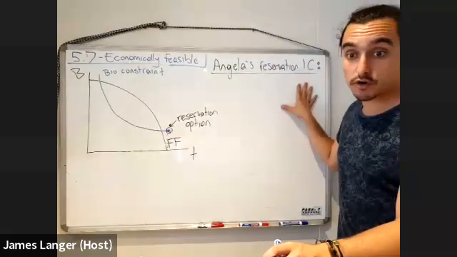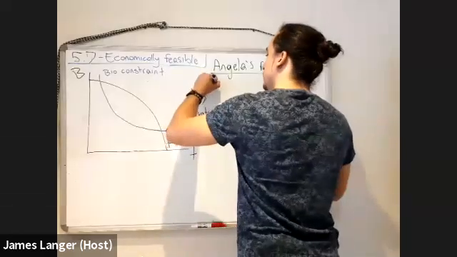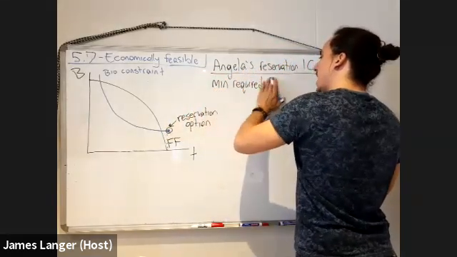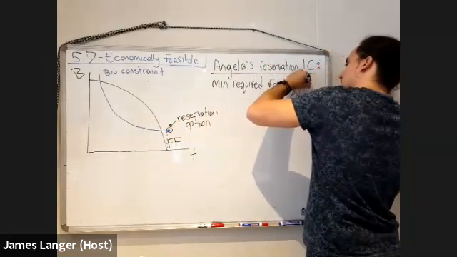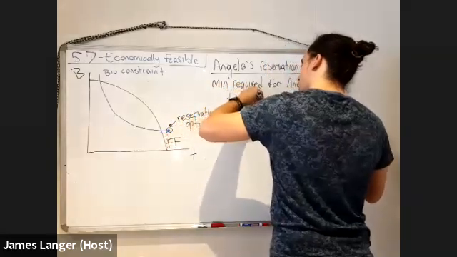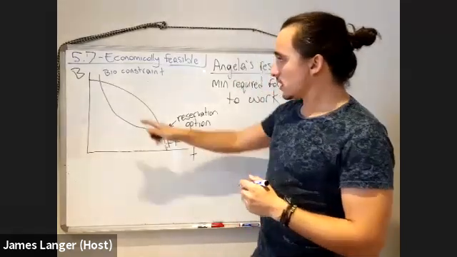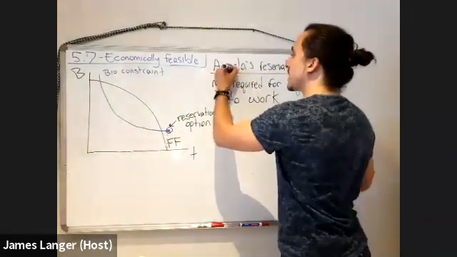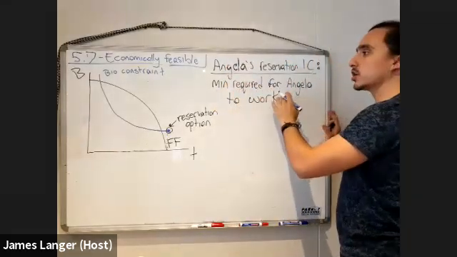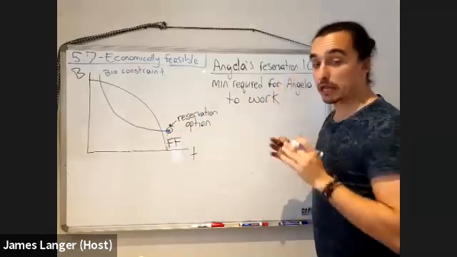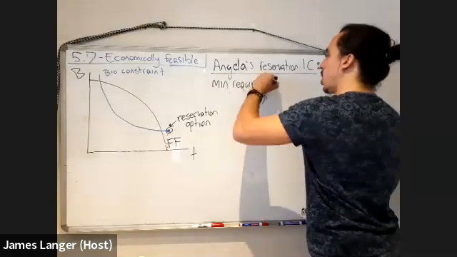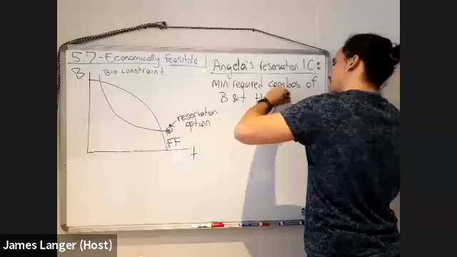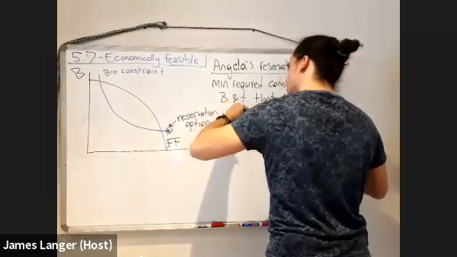Okay? So Angela's reservation indifference curve. What is that going to be? This is going to be the minimum required for Angela to work. So all the options along what we're about to draw, I actually haven't drawn it, but everywhere along Angela's reservation, it's basically just that absolute minimum amount. The minimum required combination of B and T that she needs to work. The minimum required combos of B and T that Angela requires to work.